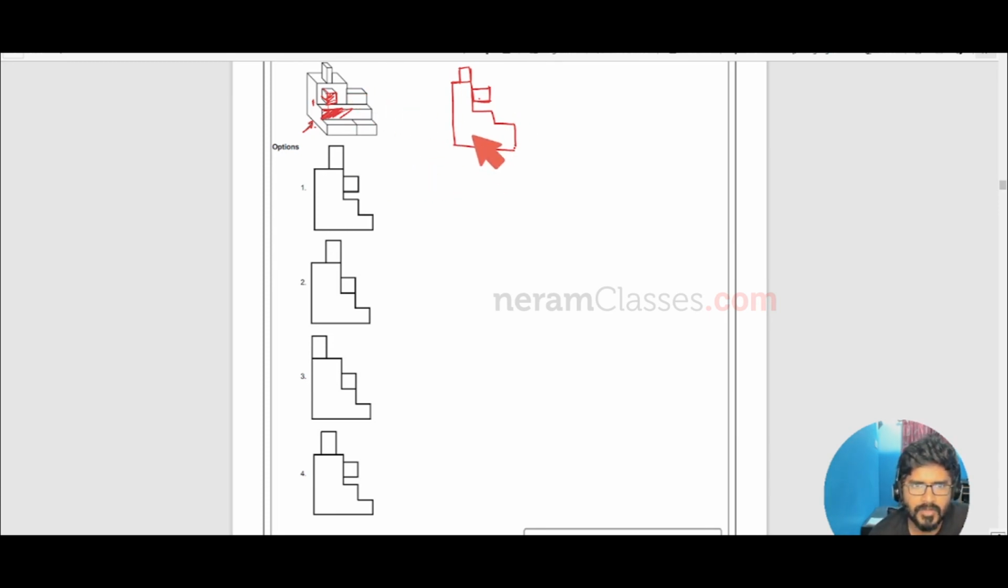Okay, so we compare with these options, to see which is going to match. Option 1 is matching, option 2 is the wrong answer, and option 3 is the wrong answer. Options 4 and 1, if we compare, what is the difference? Here you can see this top object is in the middle, whereas here it is clearly seen that it is on the right side. So option 1 is the right answer for this question.